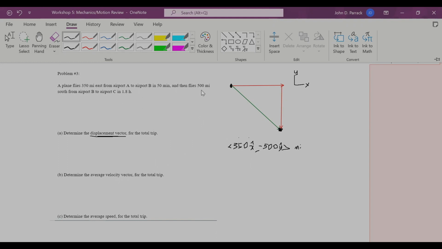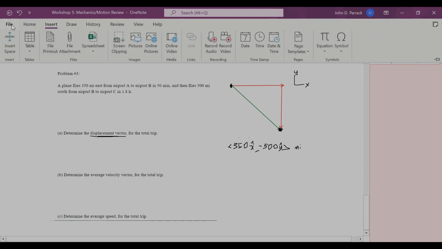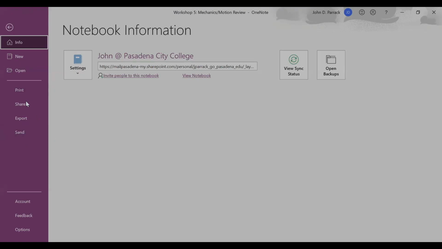Maybe instead of miles and minutes, we can say miles per hour. So how many hours is 50 minutes? It's a little less than an hour, some decimal, some fraction of an hour. And then 1.8 hours. We can find those rates. We can find the average velocity vector, which is similar to this displacement. It's just the velocity instead of the displacement. Okay. Moving on. This one's straightforward. I think you guys got that one.